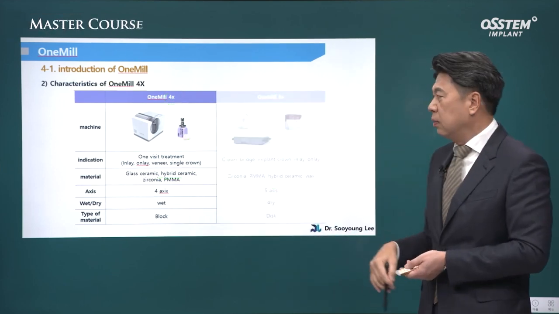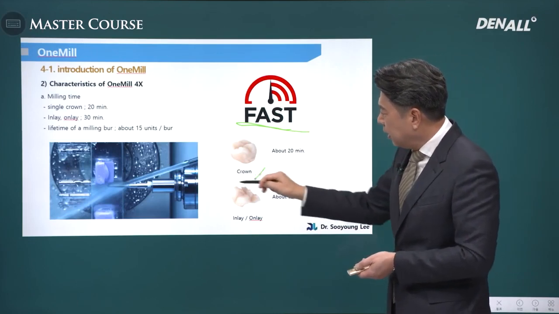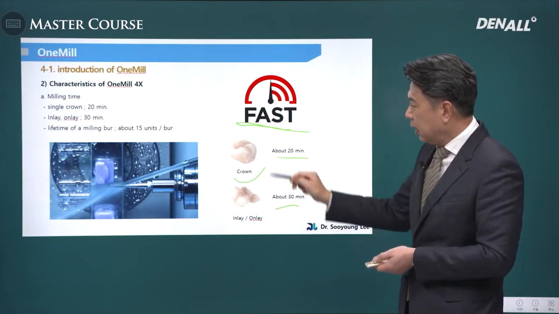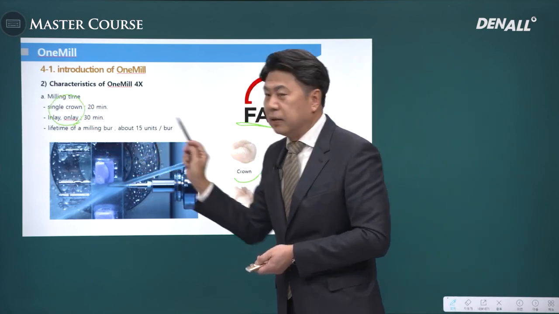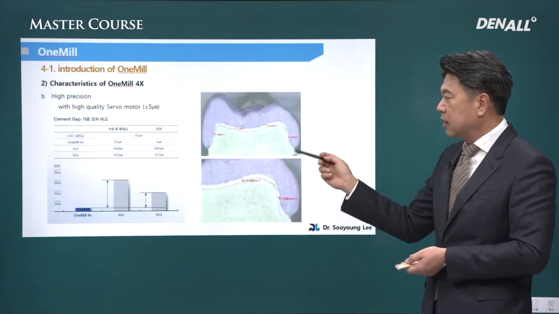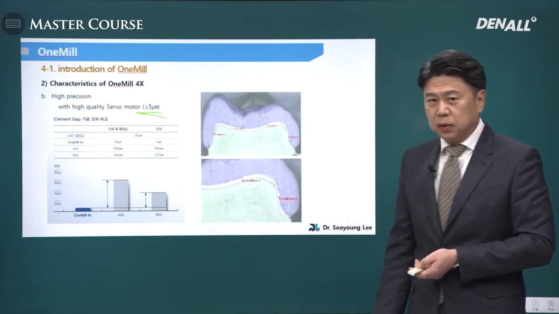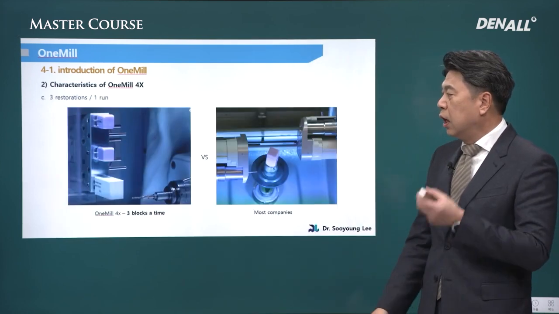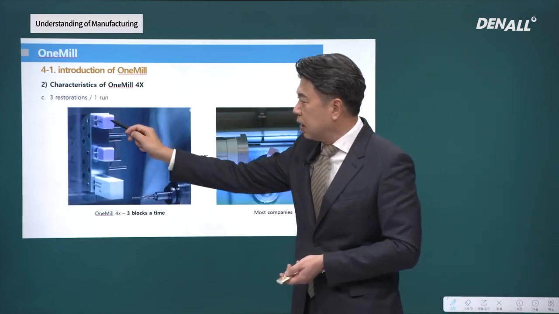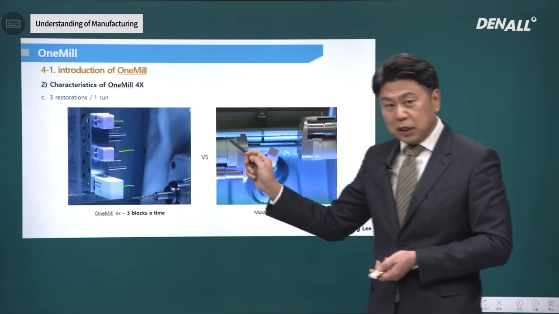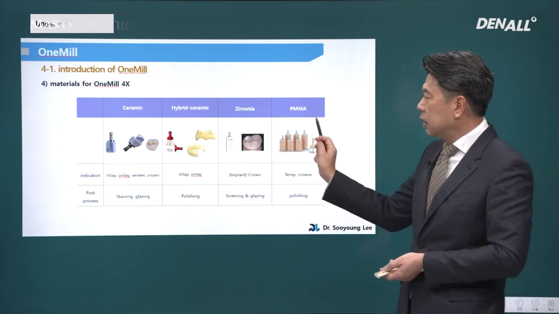So the 4 axis is fast. In 20 or 30 minutes, these can be made. This is for inlays, onlays, and single crowns. And Emax can be milled pretty well. The precision is plus minus 5 micrometers, very precise for restorations. And these 3 can be inserted together, which is an advantage. So those 3 can be milled together. These are the materials that can be used.